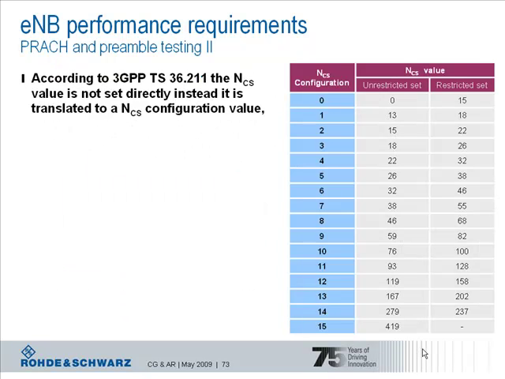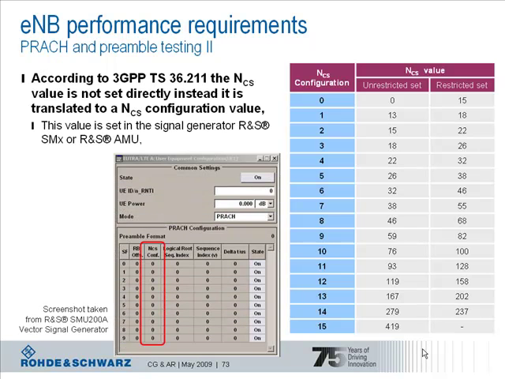The NCS value is not directly set, instead it is translated to an NCS configuration value. This one is specified in the 3GPP technical specification 36.211, which defines physical channels and modulation. When using one of the Rohde & Schwarz vector signal generators out of the SMx family or the baseband signal generator AMU, the configuration value is set accordingly as shown in the screenshot.